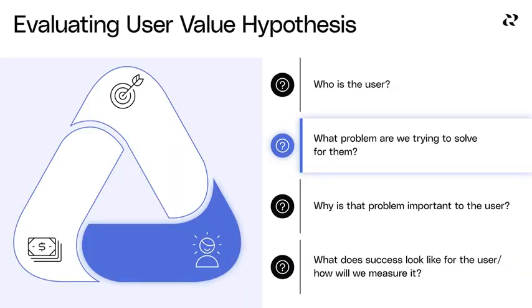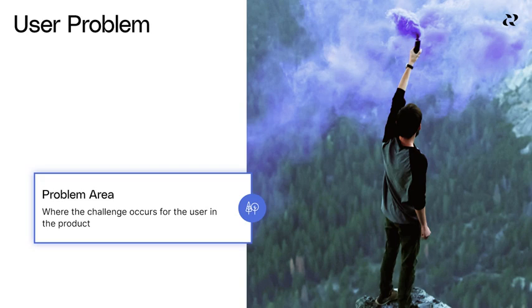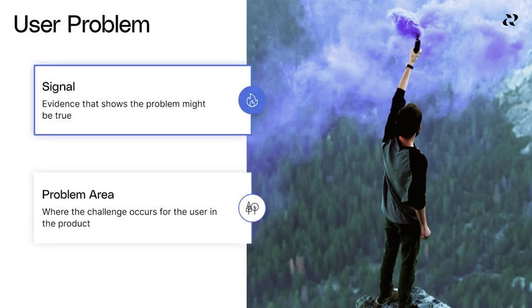The second question regarding user value is, what is the problem we're trying to solve for them? There are 2 things to evaluate when articulating the user problem. First, the problem area. This is where the challenge occurs for the user of the product. Some key problem areas you can evaluate include a specific job to be done, cost, accessibility, performance, and integration. The second thing to evaluate is the signal. For every problem, you need concrete evidence that shows this might be true. For example, there may be in-product signals or user quotes regarding the issue.